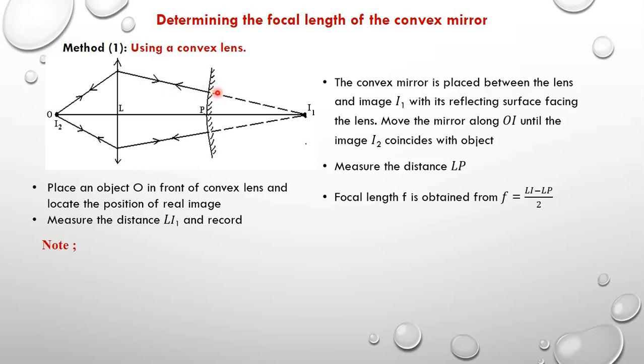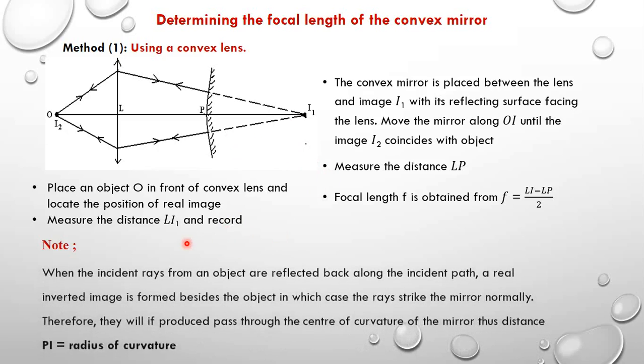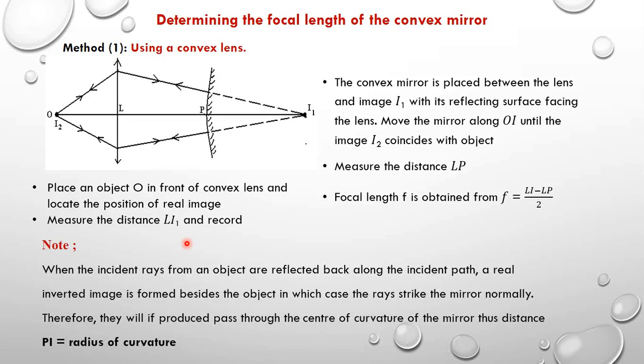So it implies that the light will be appearing to be coming from the center of curvature. So the distance PI1 is going to be the radius of curvature, and the radius of curvature is equal to twice F. So PI1 is actually the radius of curvature, and so we shall have to divide that distance by 2 to get the focal length. So that's the note here.